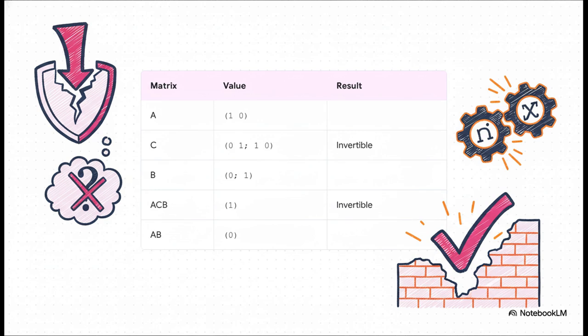This slide shows us exactly why that first claim is dead wrong. All it takes is one clever counterexample to completely demolish the whole argument. As you can see, we built some matrices where C is invertible, and the whole product, ACB, is invertible. But look what happens when we multiply just A and B together. We get the zero matrix, which is about as non-invertible as you can get. So yeah, claim 1 is officially busted.